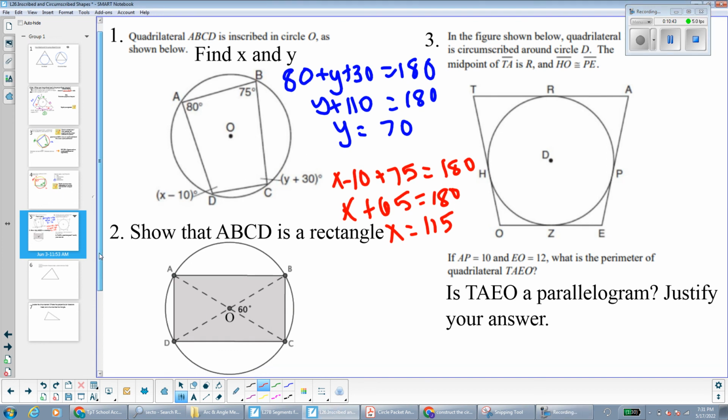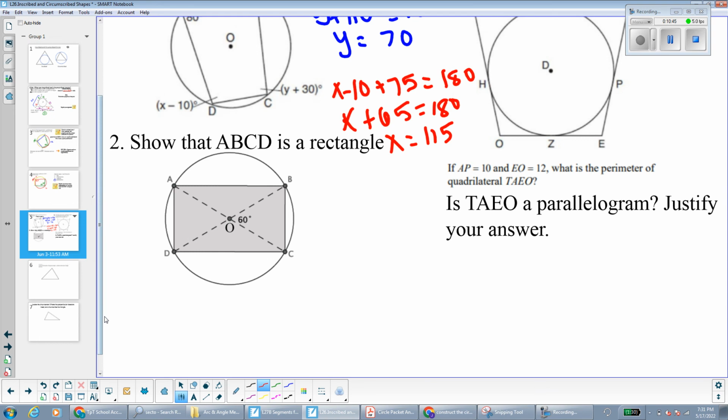Take a look at 2. Show that ABCD is a rectangle. Try your best to explain why this is true. Think about what goes into showing that something is a rectangle.